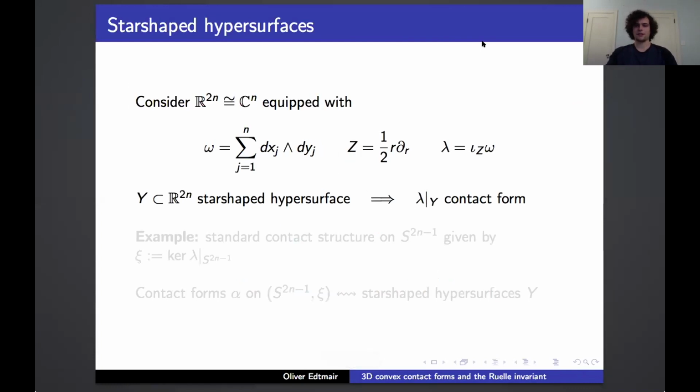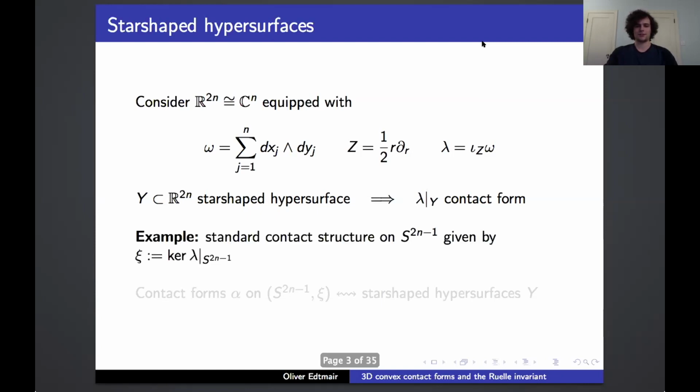Okay, so let's consider R^2n and equip it with the standard symplectic form, the radial Liouville vector field, and the induced Liouville form lambda. Now, by a star-shaped hypersurface, I mean a hypersurface that is transverse to the radial vector field. If we take such a hypersurface Y, then the restriction of the Liouville 1-form to the hypersurface is a contact form. So associated with it is a Reeb flow, which is a very interesting object to study.